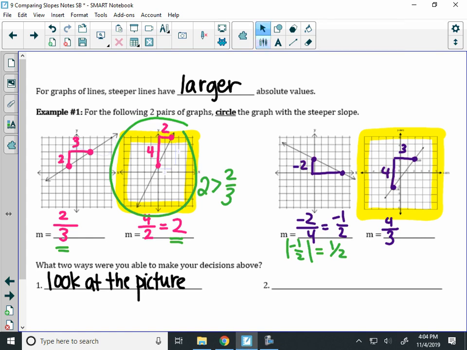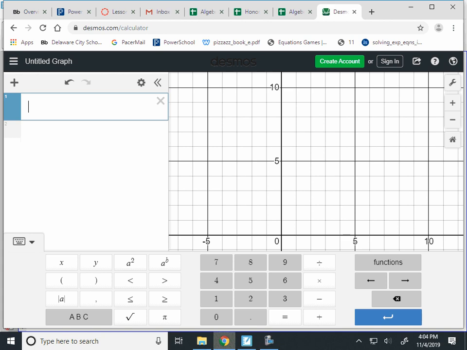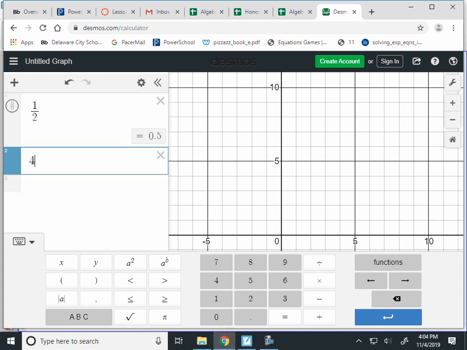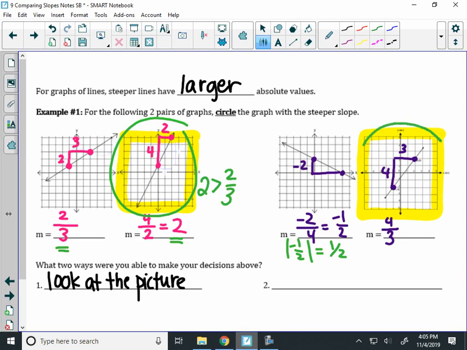If you're not sure, again, use Desmos or your calculator to turn them into decimals. 1/2, you should know, hopefully, is 0.5. 4/3 is 1.3. Which number is bigger? Well, 1.3 is bigger than 1/2, so that is the steeper slope.